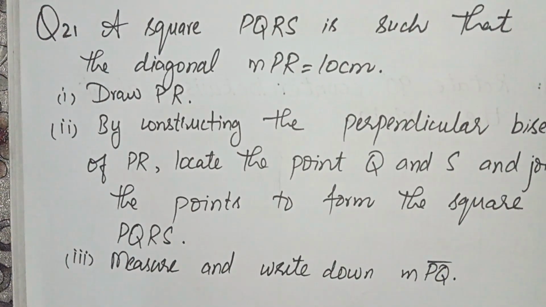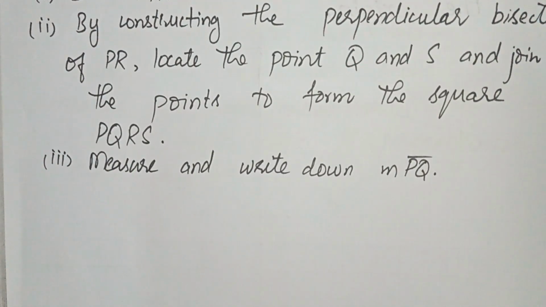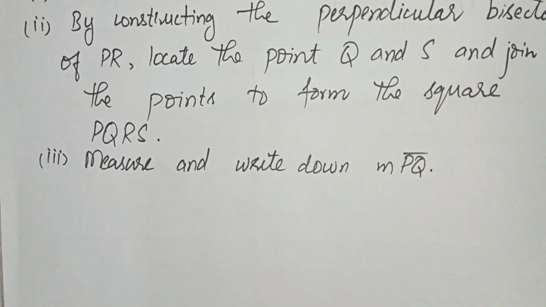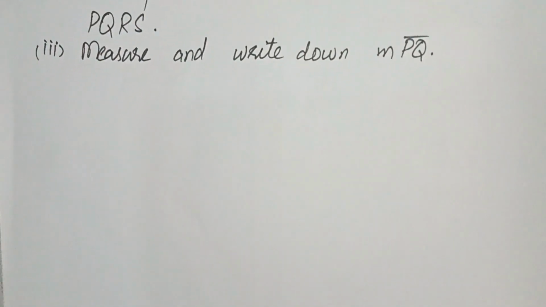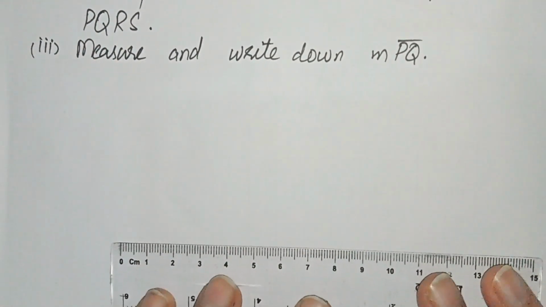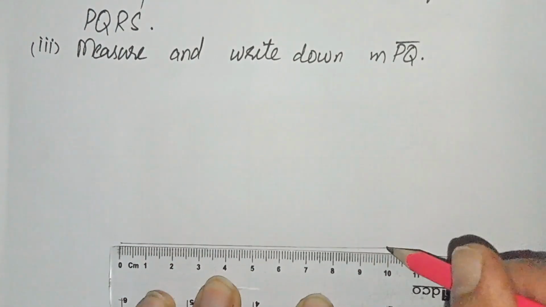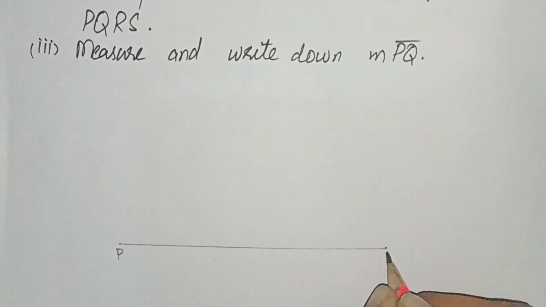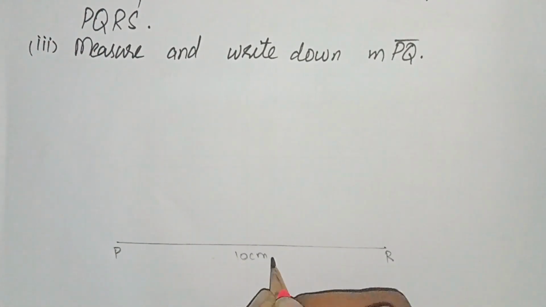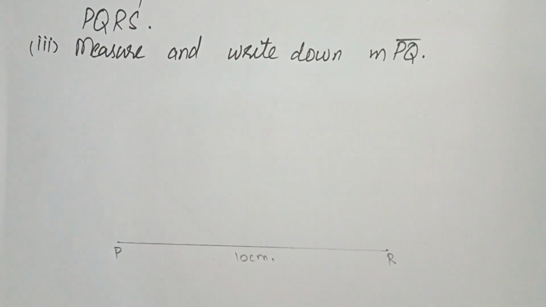Now students, question number 21. A square PQRS is such that the diagonal is PR. First we have to draw the PR. Diagonal is given to us and we are drawing the line PR, which is 10 centimeter. By constructing the perpendicular bisector of PR, locate the points Q and S, join the points to form the square PQRS. Measure and write down the measure PQ.